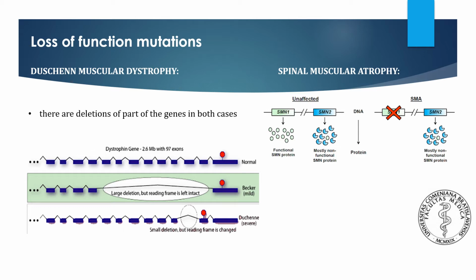But having such long genes has its risks, because within this very long gene, when there is only one mutation that causes a shift of the reading frame, it means the entire protein would be translated differently, and we have a really severe Duchenne disease.